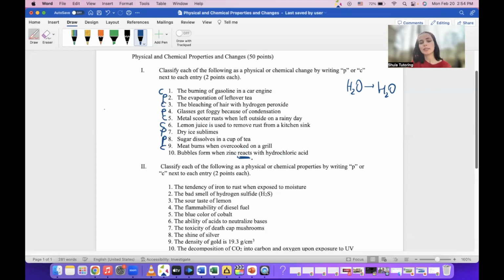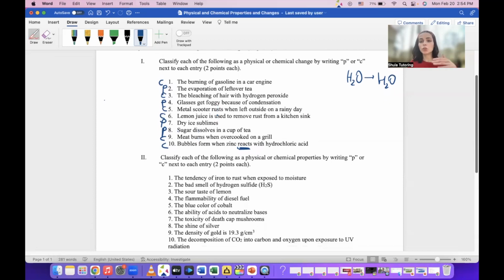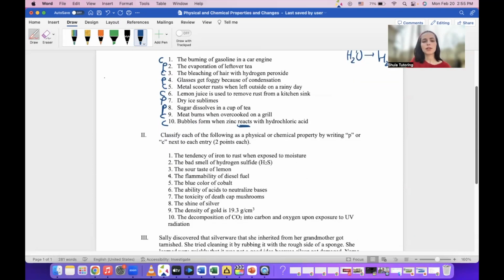So we had two substances by themselves, right? Zinc is a chemical substance. Hydrochloric acid is also a chemical substance. It's a molecule. And then we react them together and we form something new. So that's a very good example of chemical change. So that's it for the first one. So make sure you're adding up your points. So let's go to the second problem here.